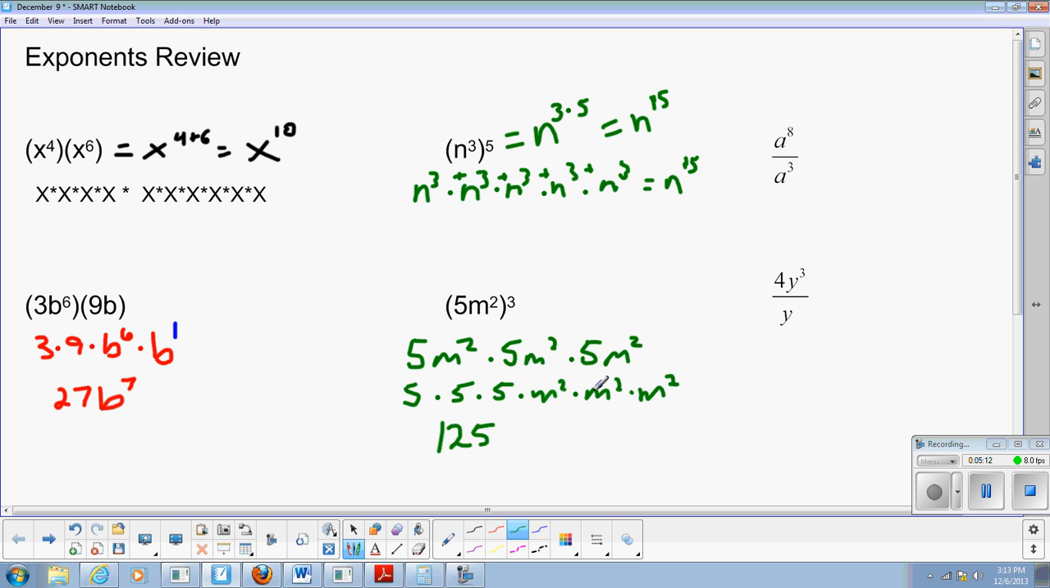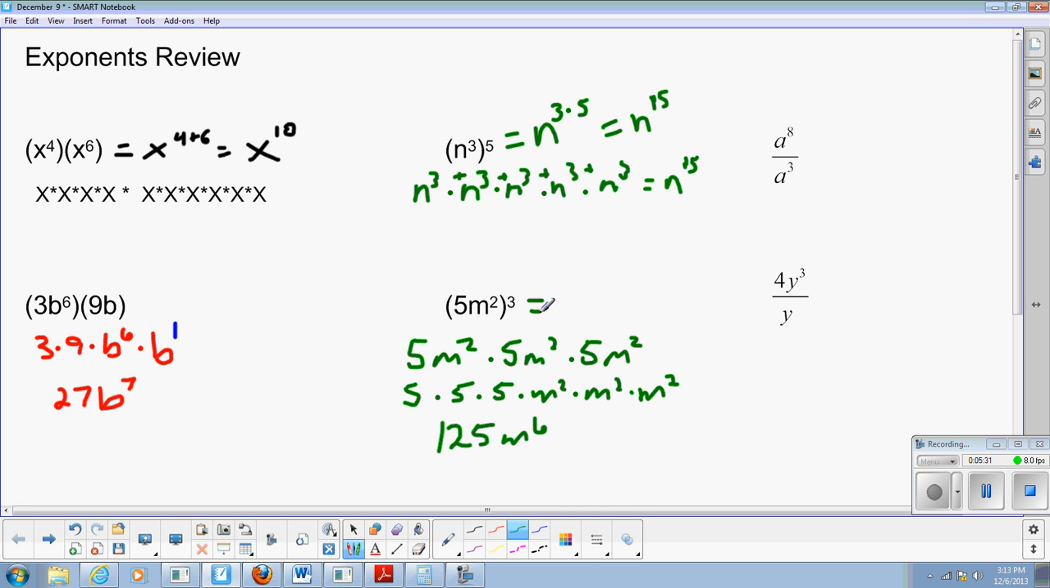m squared times m squared times m squared. This is like our situation up here with the n cubes, or x to the fourth times x to the sixth. So add the exponents, 2 plus 2 plus 2. That's m to the sixth. And I can write this out the long way, and it works very well.